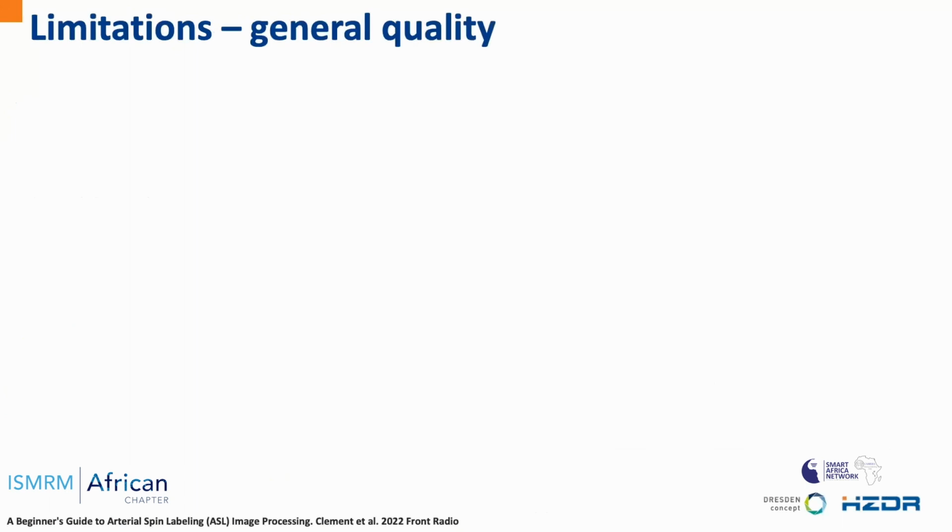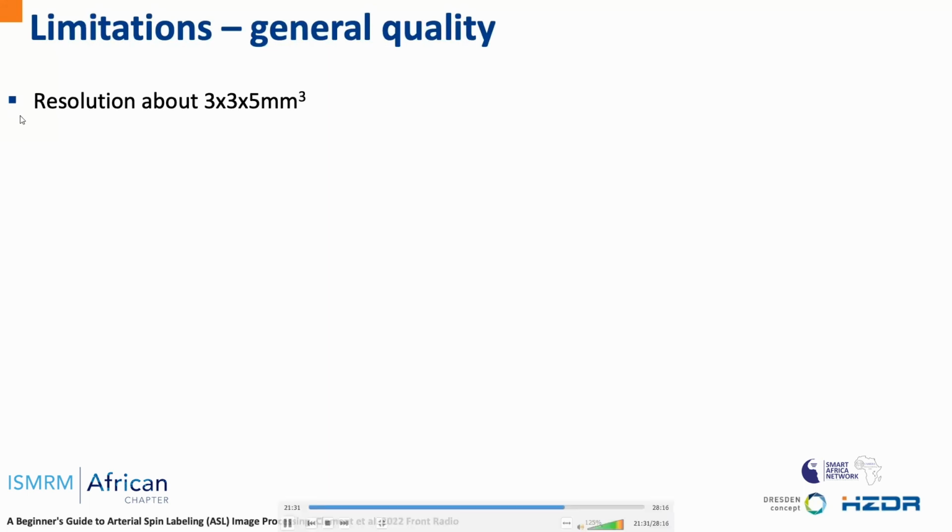Unfortunately, ASL comes with plenty of limitations as well. The major limitation is probably the general quality. ASL resolution is about 3 by 3 by 5 millimeters, so this leads to mixing signal from different tissue types like white matter and gray matter, and partial volume correction is advised.